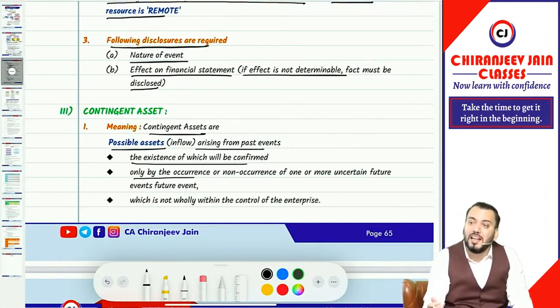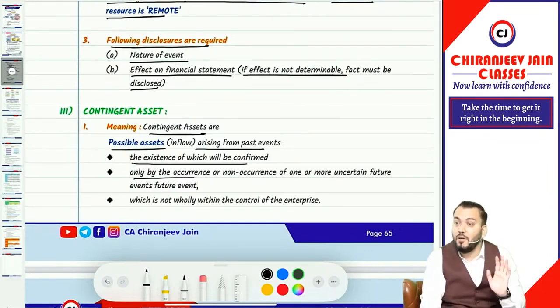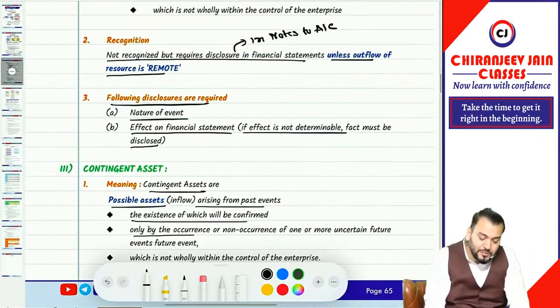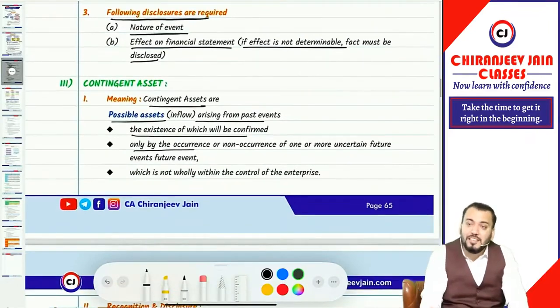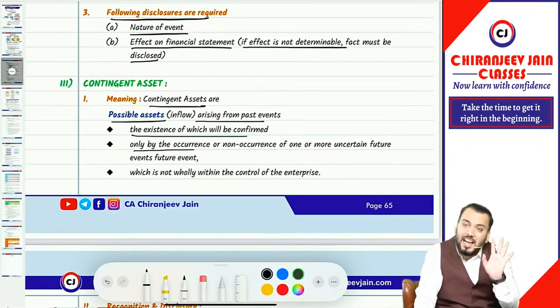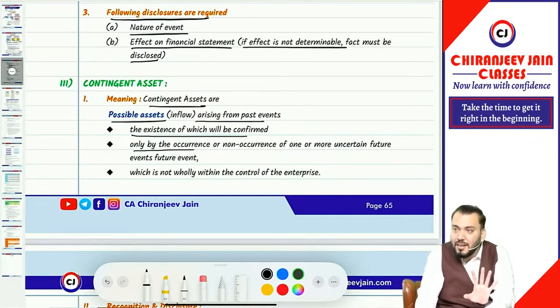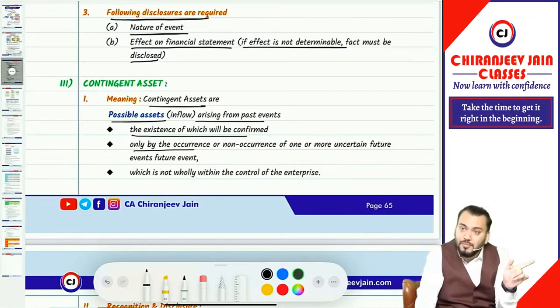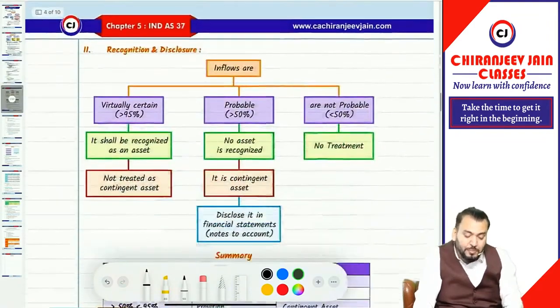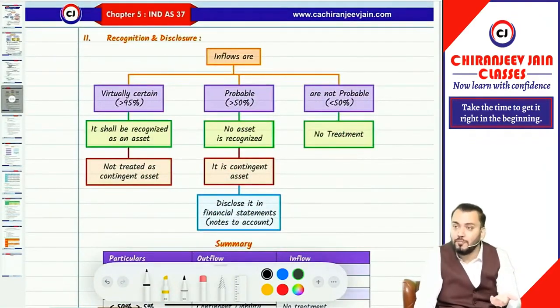Can I say all possible assets arising from a past event will be contingent assets? So you can see, for liability they have said present obligation and possible obligation. But for asset, they say asset or possible asset. Are you getting what I am saying? So all possible assets arising from a past event will become contingent assets. Correct.